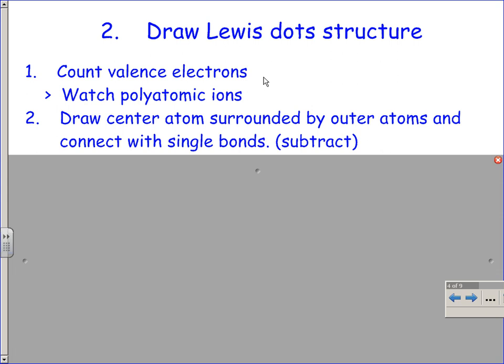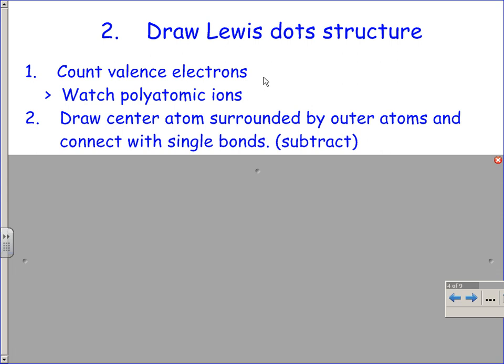Now, once you determine how many single bonds you need to connect all of your outer atoms to the center atom, remember each of those bonds is 2 electrons, and you need to subtract that from your total pool. So what you're finding out is how many of my electrons are going to be involved on the surface, because it might change when you get to the end.